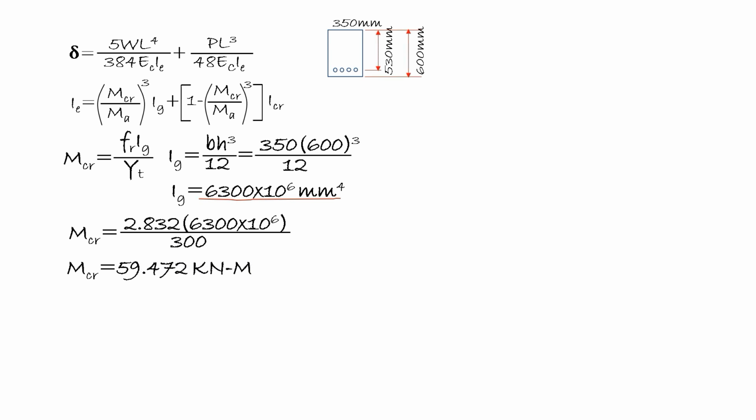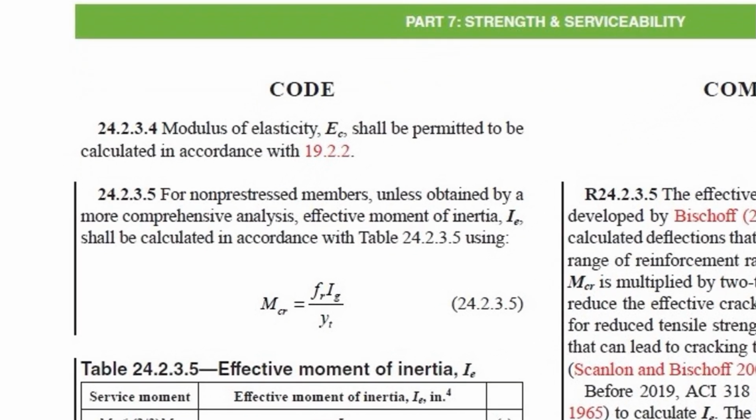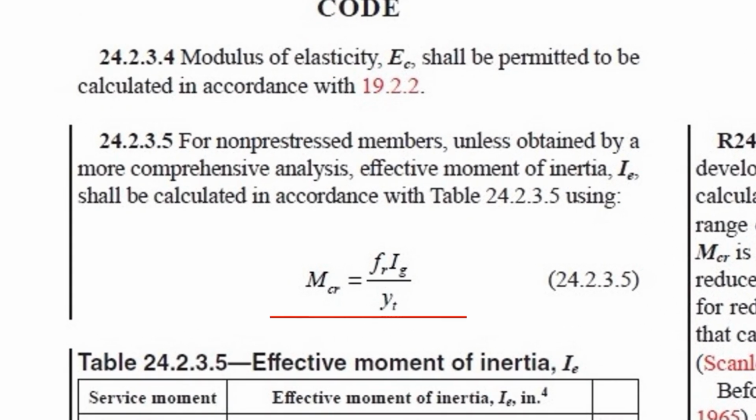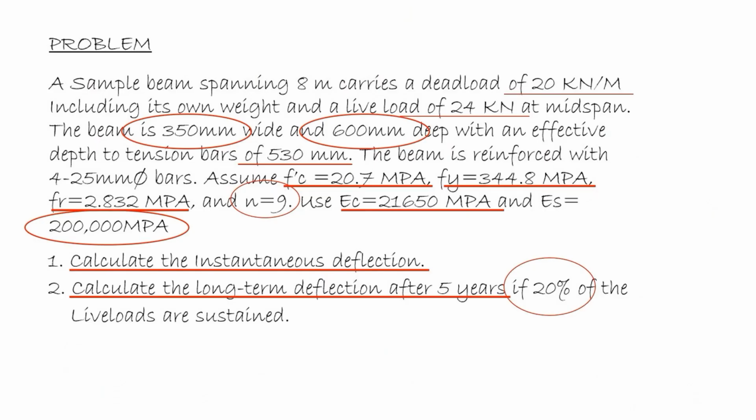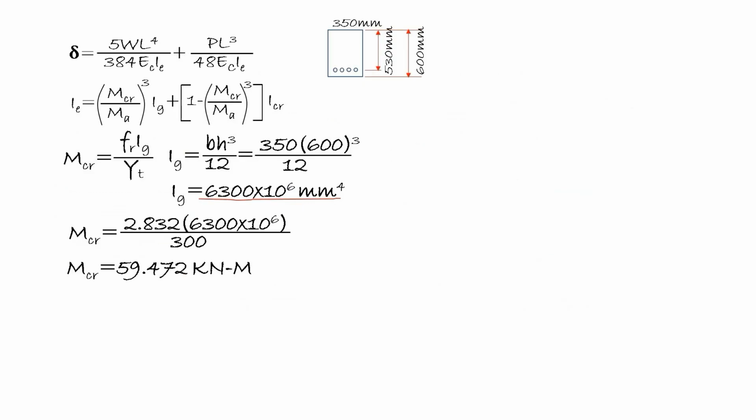Our cracking moment is given by ACI code section 24.2.3.5, where our fr value is given in the problem, and the yt value is this value here. Ig is the gross moment of inertia, which is already calculated here.